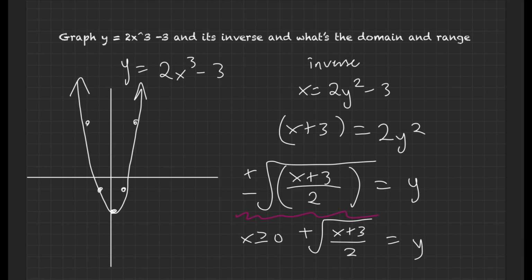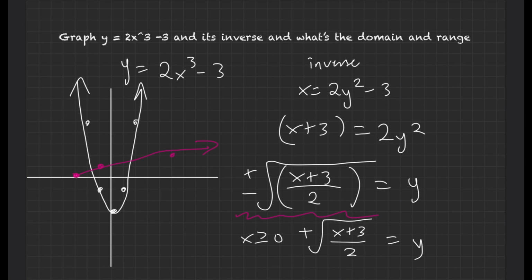So some of the points that we would get would be minus 3 comma 0. And I'll graph it in a different color. Negative 1 comma 1. 5 comma 2. And so on. So it would be like this.